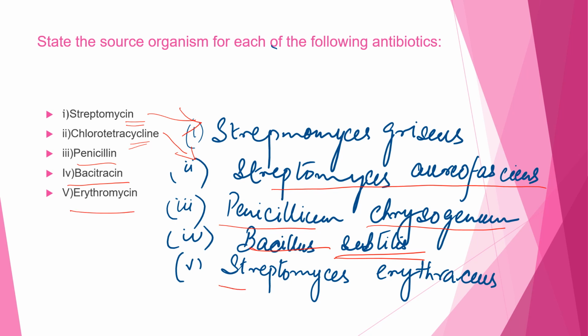Erythromycin is Streptomyces erythraeus. Okay, is it clear? So 5 antibiotic names they have given you, and for these 5 antibiotic names you are supposed to write the 5 source organisms. Is it clear? So please write it properly with the proper scientific name, then only you'll get the full marks.